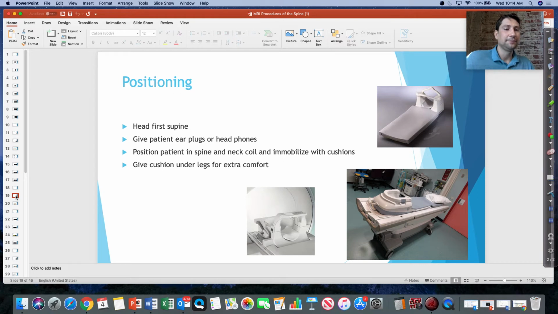Positioning is the same. You're going to be supine, and you're going to be head first. You can't really go feet first yet. Feet first, we're going to start to be able to do that with the L-spine and the sacrum and coccyx.